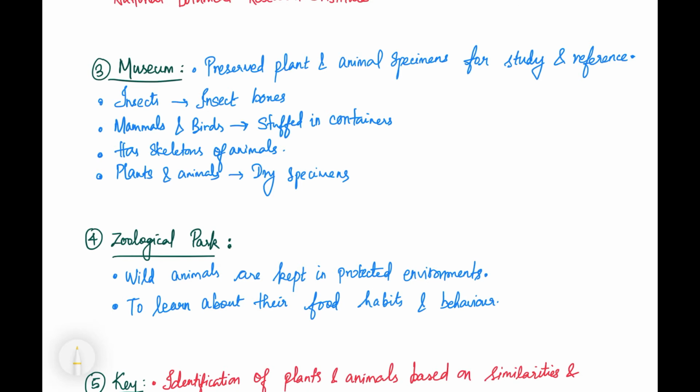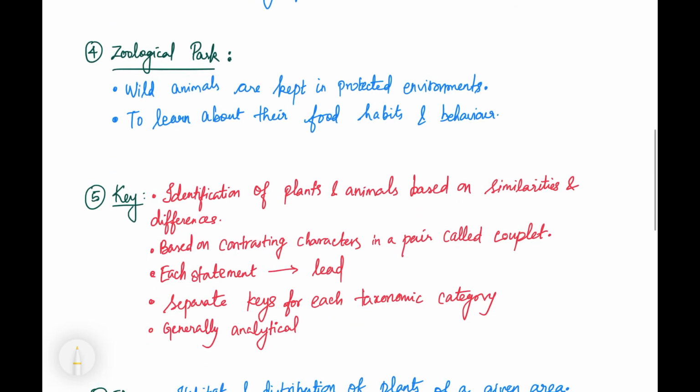Let's go to museum. In a museum, preserved plant and animal specimens are present for study and reference purposes. Insects are pinned and kept in insect boxes. Mammals and birds are stuffed in containers, and the skeletons of animals will also be present in the museum. Plants and animals will be preserved in the museum. So museum has a variety of organisms which are preserved for study and reference purposes: insects, mammals and birds, skeletons of animals, plants and animals.